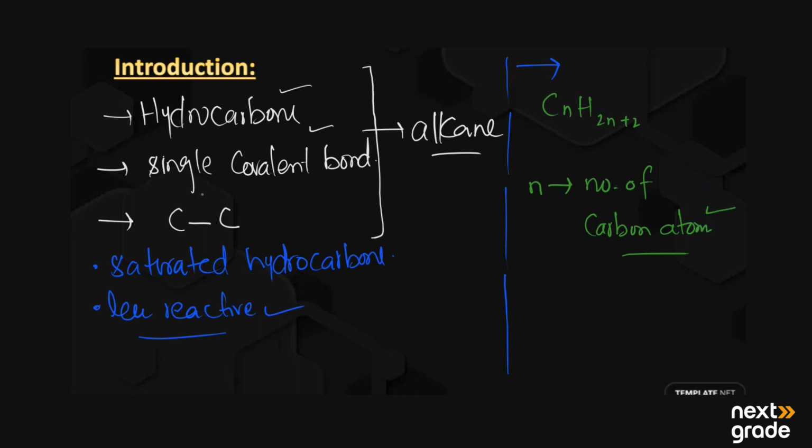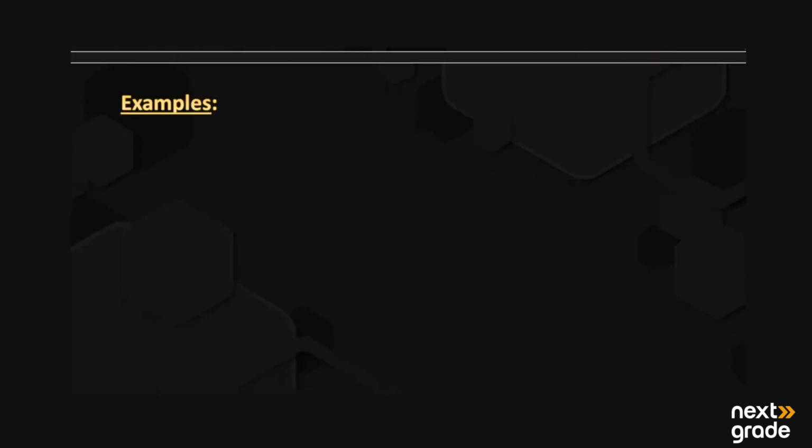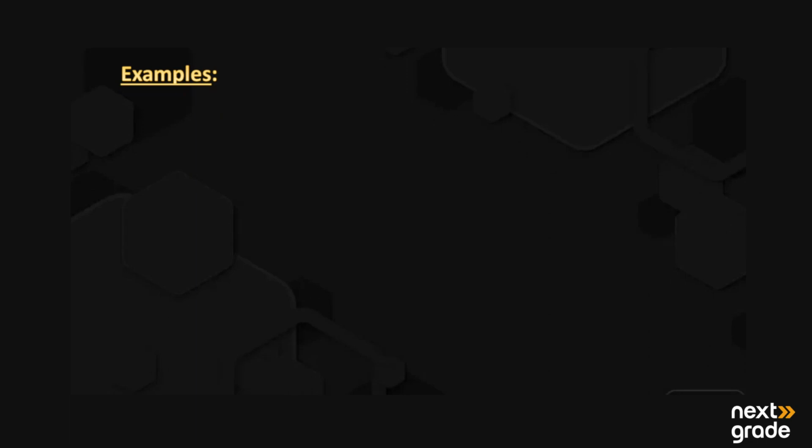The hydrocarbons that have a single covalent bond between two carbon atoms are known as alkanes, and they are saturated hydrocarbons, and they are less reactive. Their general formula is CnH2n+2, where n stands for the number of carbon atoms. So let's have an example of the alkanes.